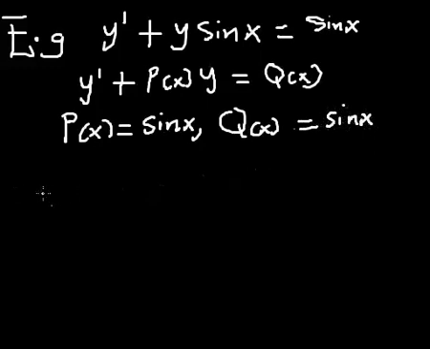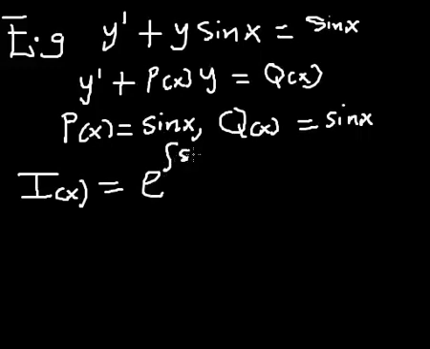With what we have now, don't forget that we need to get the integrating factor before we get our formula. So the integrating factor I of x is going to be equal to e raised to the integral of sine x with respect to x. Of course, please take note that the integral of sine x is always minus cos x.